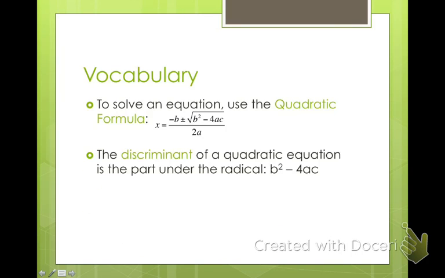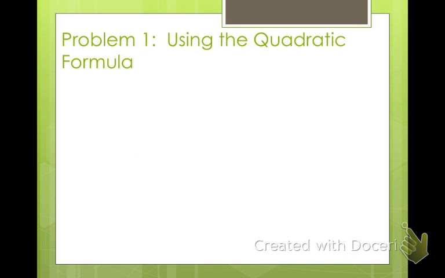And then the discriminant is just that part that's under the radical, the b squared minus 4ac. We're going to use that to help us in the future find how many solutions there are going to be, because we could have one solution, we could have two solutions, or we could have no solutions.